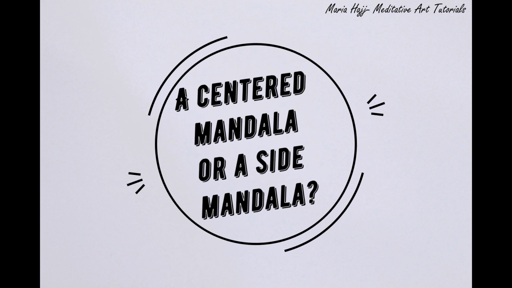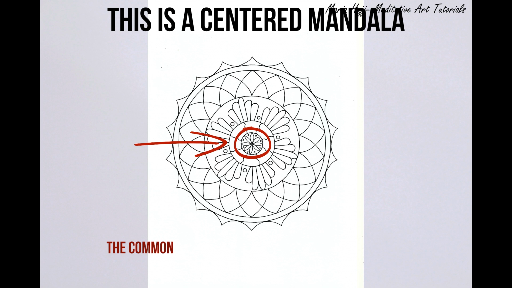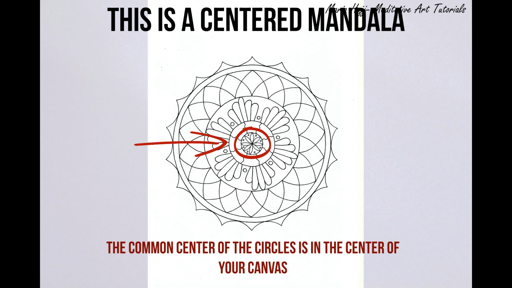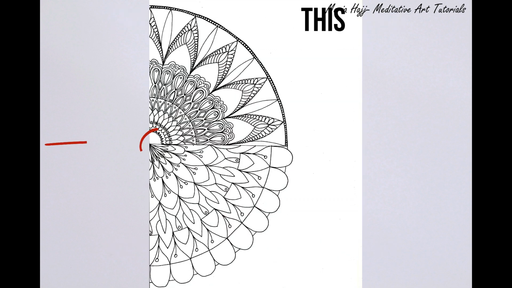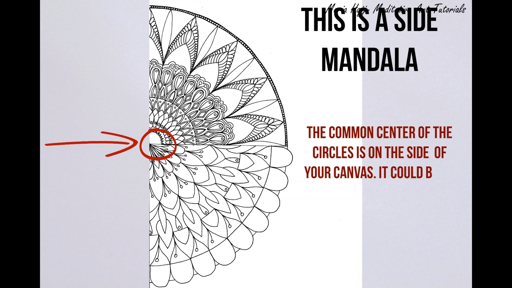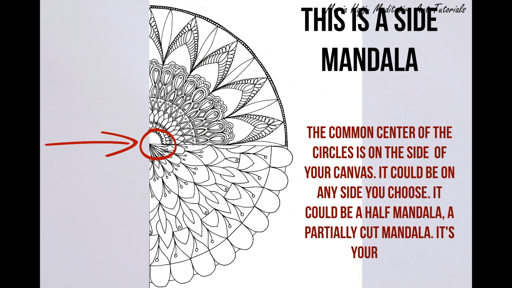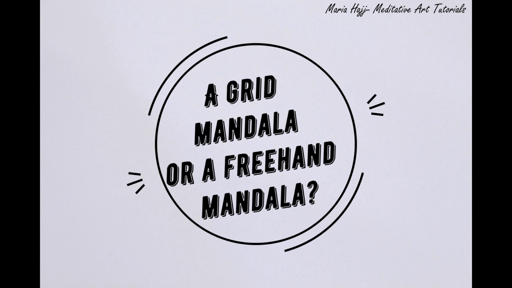First, let me explain the centered and the side mandala. This is a centered mandala. It means the common center of the circles is in the center of your canvas. And this is a side mandala. Now the side mandala can be on the left, right, bottom, and it could be a half mandala like this one or a partially cut mandala. It's totally your call.